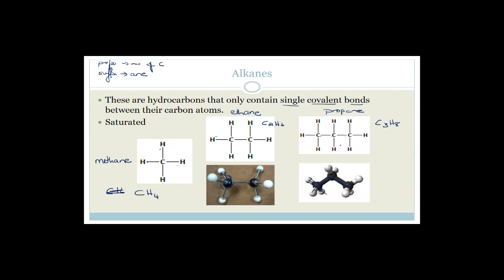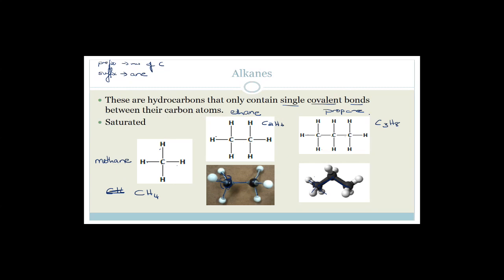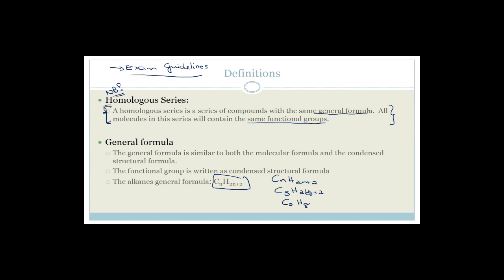H8. Okay. So if you look at it carefully, you can see that the general formula is CnH2n+2. Let's check it. If C was 3, H was 2 times 3 plus 2, so it's C3H, 2 times 3 is 6 plus 2 is 8, and yep, that's C3H8. Now you might think, well, why is the general formula important?